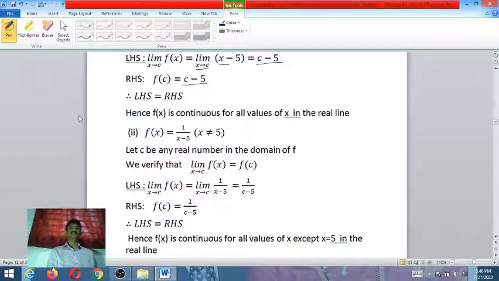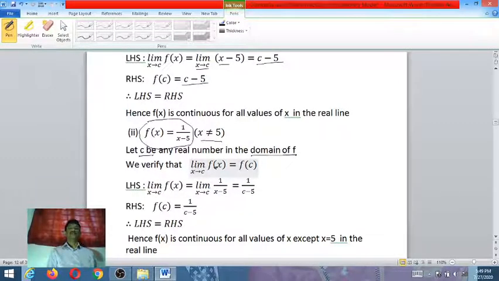Very similar to the last problem. Discuss the continuity of the function f of x equals 1 by x minus 5, where x is not equal to 5. We know that when x is 5, it becomes 1 by 0, which is not defined. So similarly, we take c to be any real number in the domain of f. That means whatever number you take, it is always in the domain of f.